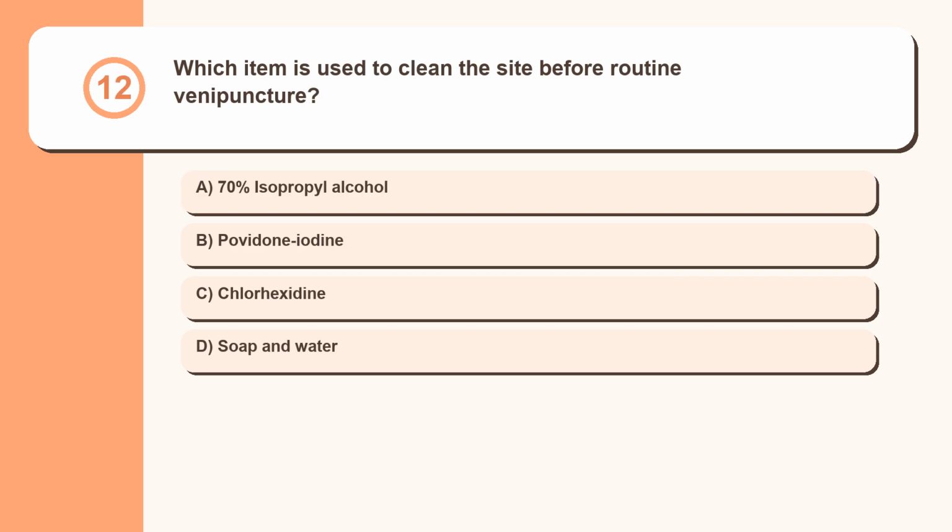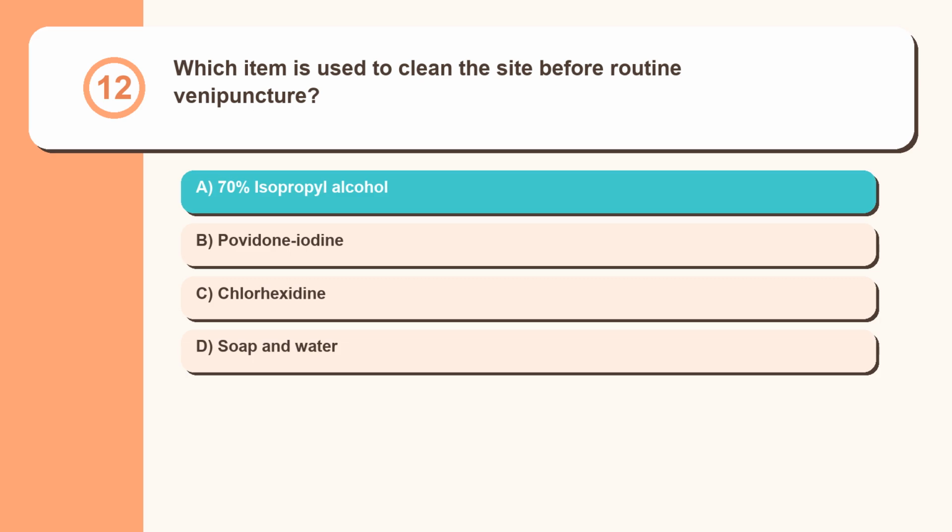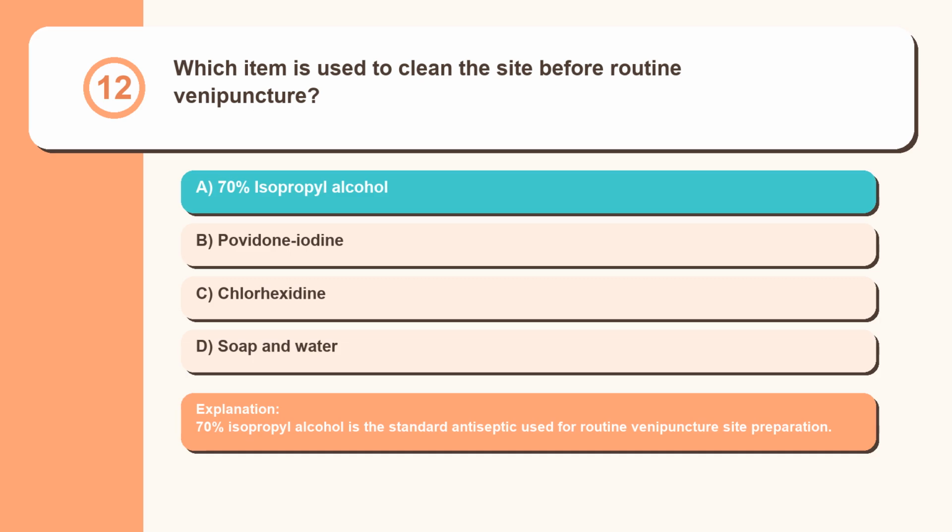Question 12. Which item is used to clean the site before routine venipuncture? 70% isopropyl alcohol, povidone, chlorhexidine, soap and water. 70% isopropyl alcohol is the standard antiseptic used for routine venipuncture site preparation.